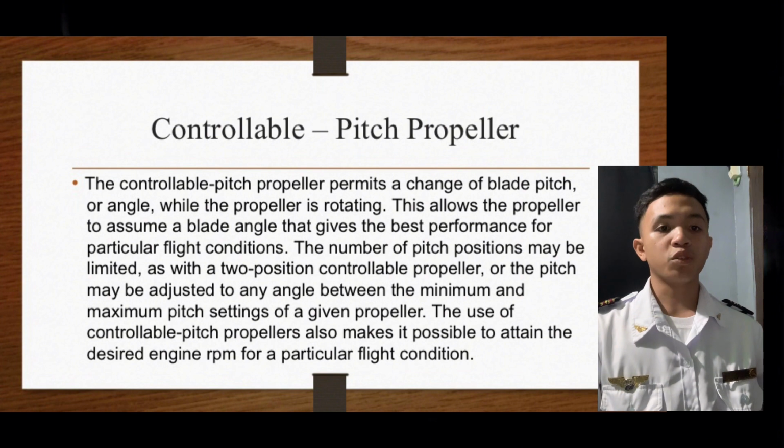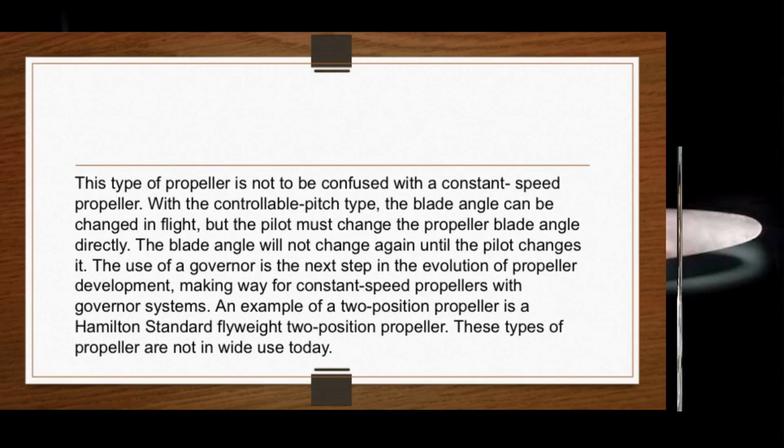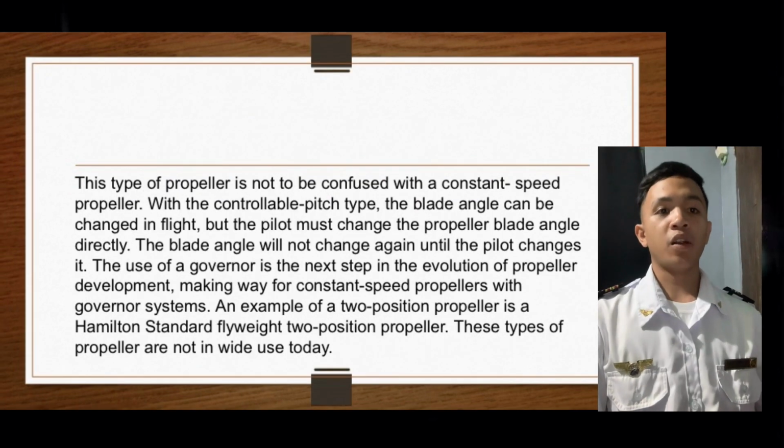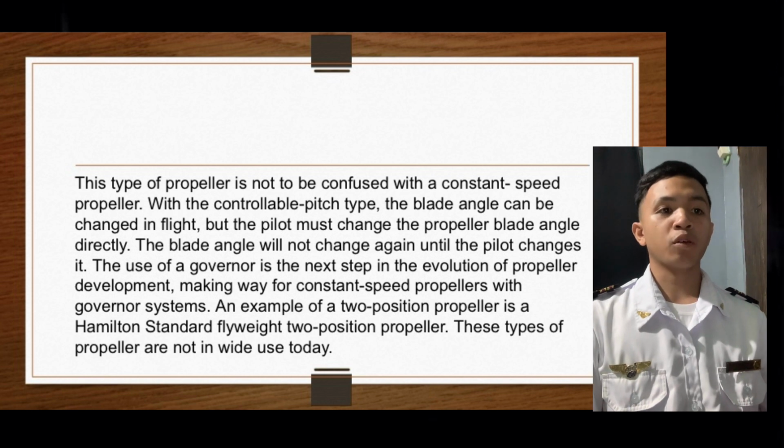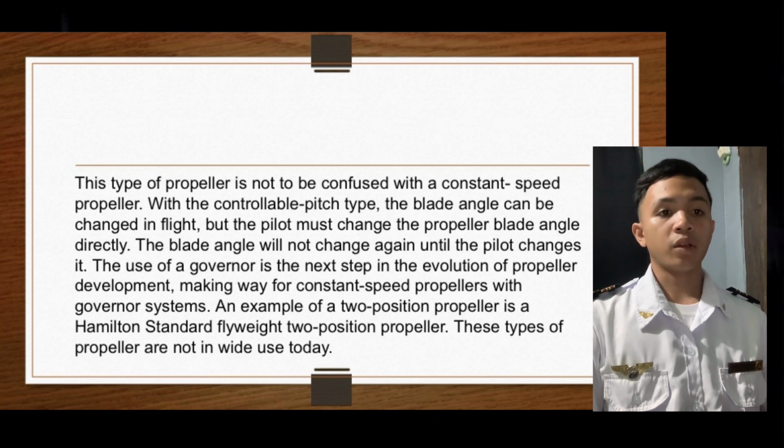The use of controllable pitch propellers also makes it possible to attain the desired engine RPM for particular flight conditions. This type of propeller is not to be confused with a constant speed propeller. With the controllable pitch type, the blade angle can be changed in flight, but the pilot must change the propeller blade angle directly. The blade angle will not change again until the pilot changes it.